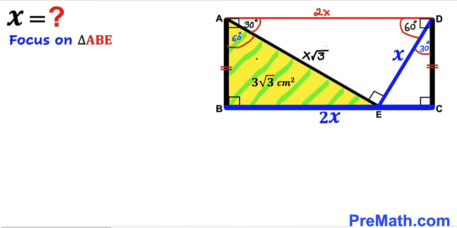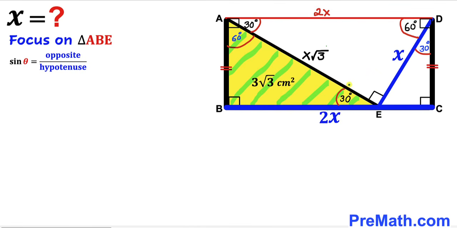And now let's focus on this yellow shaded right triangle ABE. And now let's recall this famous trigonometric ratio. Sine of theta is always equal to opposite divided by hypotenuse. And we can see in this triangle AEB, if this angle is 60 degrees, this angle is 90 degrees, then this angle has got to be 30 degrees.